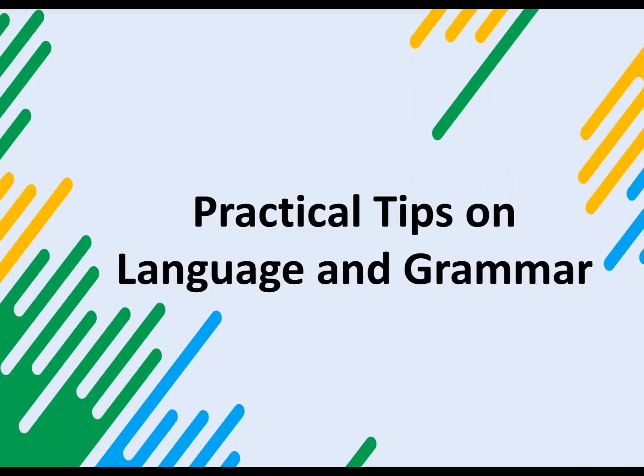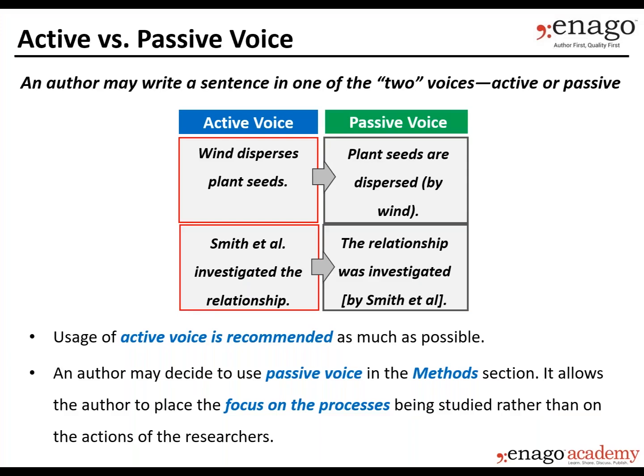So practical tips on language and grammar. Next slide. So we've got the active versus passive voice. An author, for instance, might write a sentence in one of two voices, so active or passive. Active is seen as more relatable, more personal, or more interesting. However, passive can be seen as more authoritative, more objective.